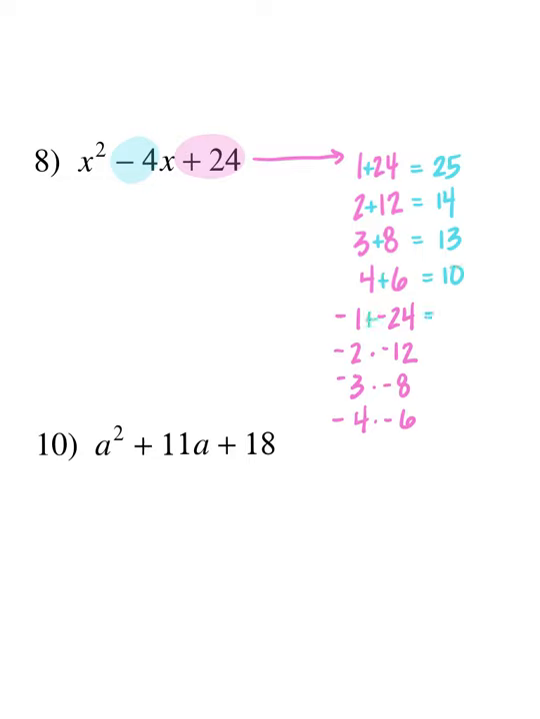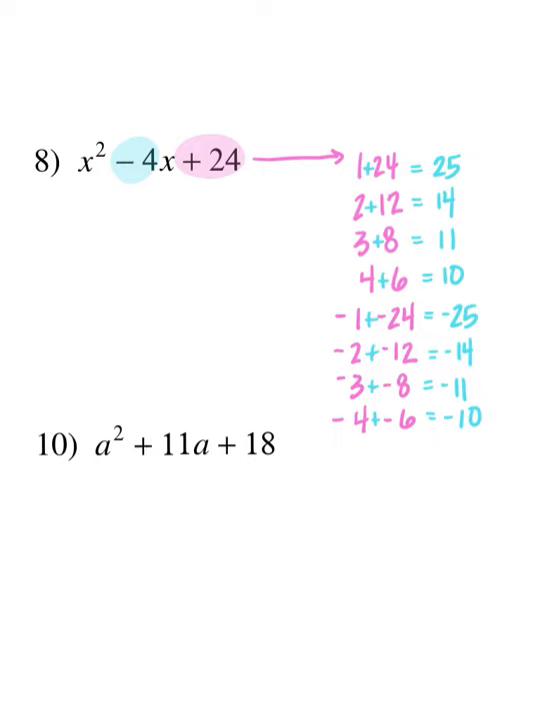Negative 1 plus negative 24 is negative 25. Negative 2 plus negative 12 is negative 14. Negative 3 plus negative 8 is negative 11. That means I messed this up. This should be negative 11. And negative 4 plus negative 6 is negative 10.